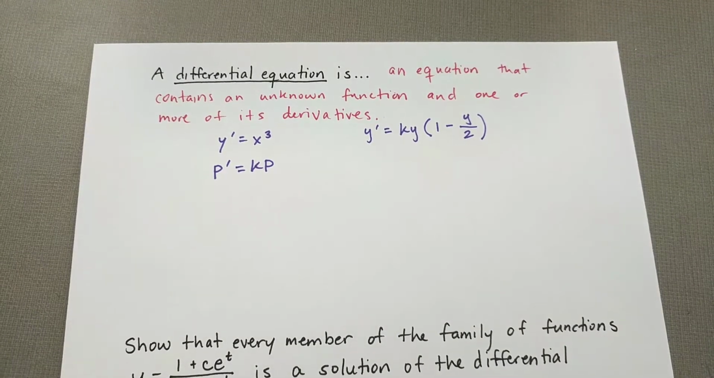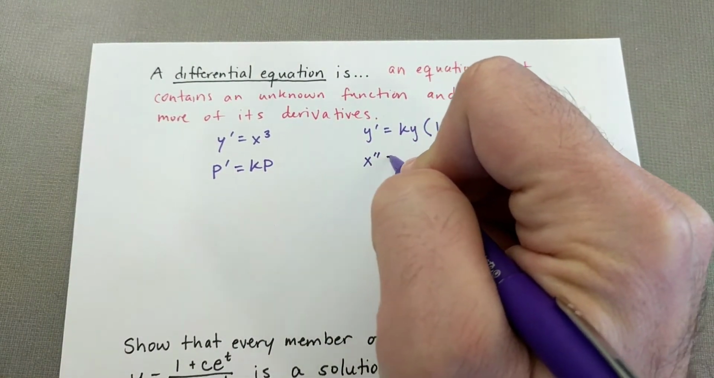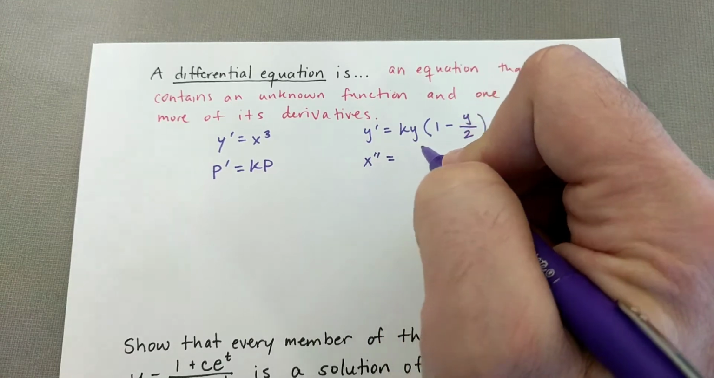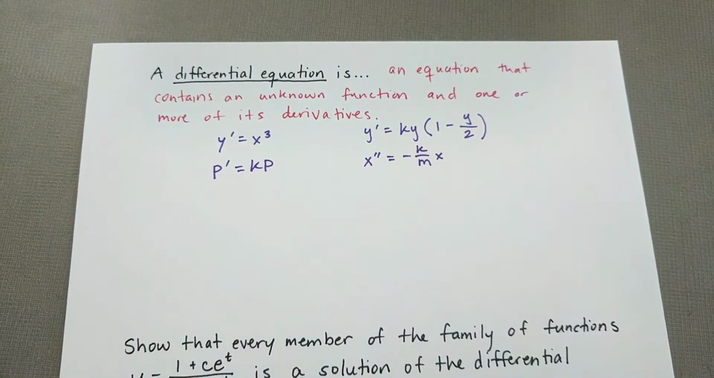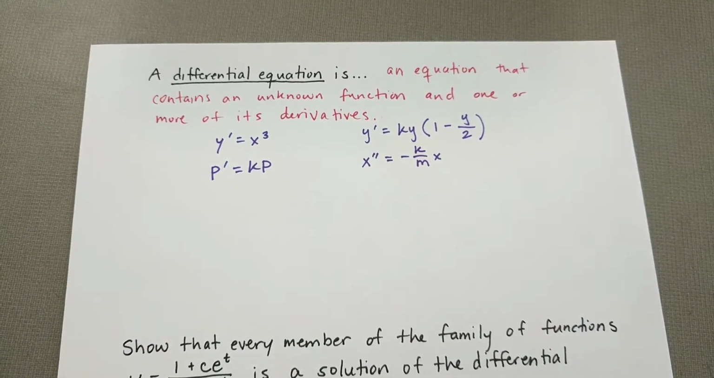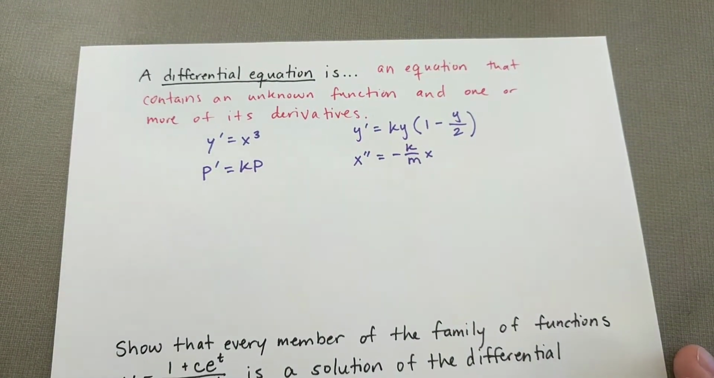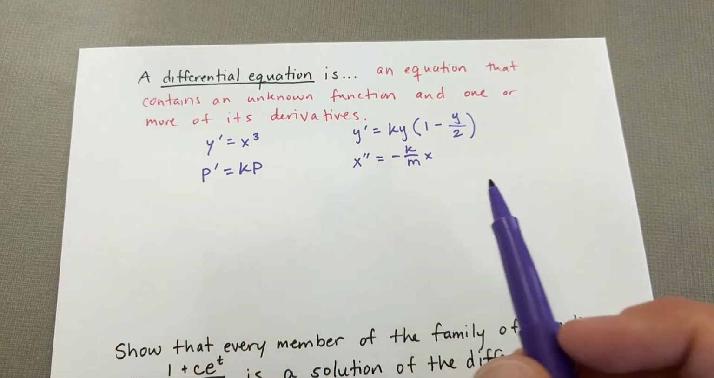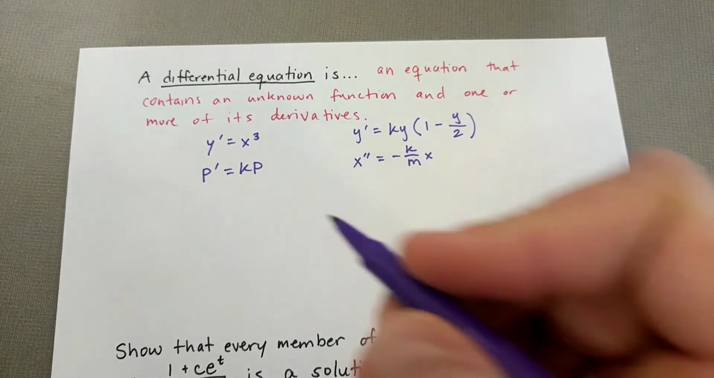Another one, if you've taken physics, is x double prime equals negative k over m times x. This has to do with springs, and this is called a second order differential equation because it involves the second derivative. If we're talking about the second derivative of x, which is probably a position, we're probably talking about acceleration. So anyways, we'll just finish it off.